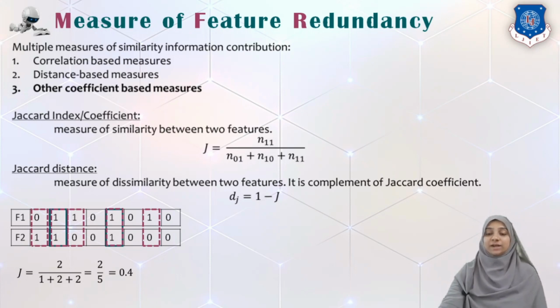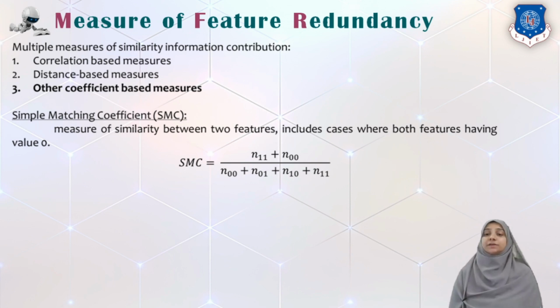So we can calculate n of 1, 1 as 2 and n of 0, 1 plus n of 1, 0 plus n of 1, 1 is equal to 5. So the Jaccard index will be 0.4. So I can say feature 1 and feature 2 are 40% similar. And how much are they dissimilar? That is D of J, the Jaccard distance, calculated as 1 minus 0.4, which is equal to 0.6. They are 60% dissimilar.